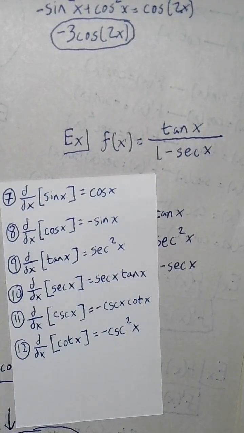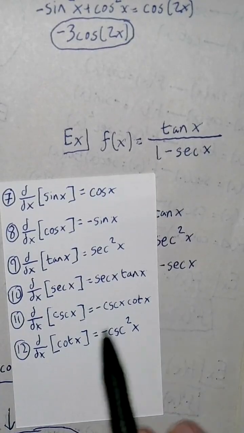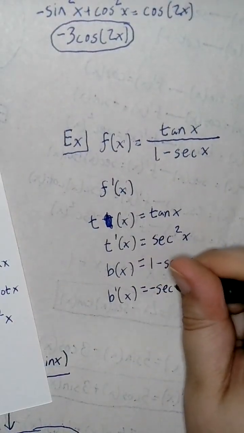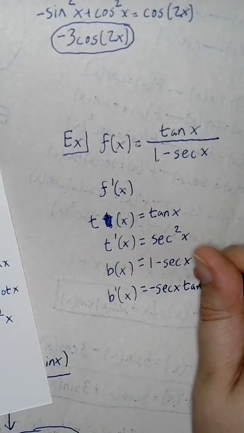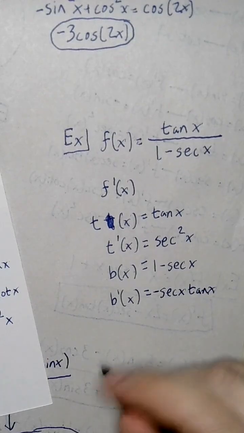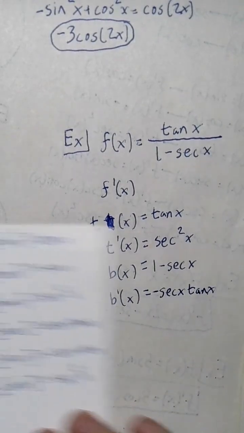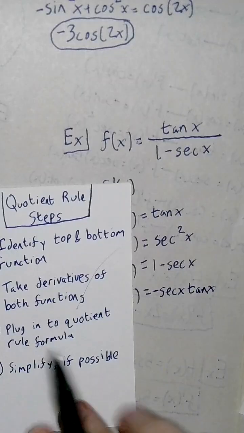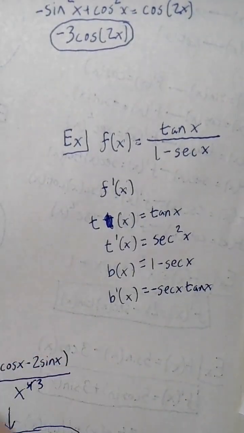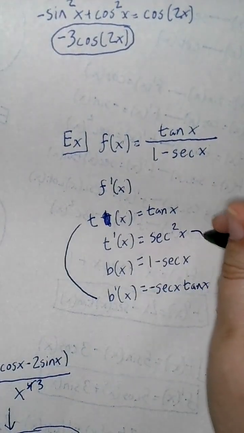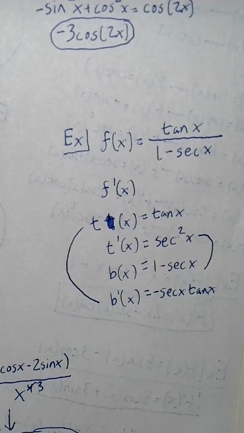That's right, Cecilia. It's secant tan. But since there's a negative, the negative joins along. So this is going to be negative secant x tan x. Right, absolutely. Agreed. So now I have everything I need to do the next step, which is to plug it into the quotient rule formula. So I'm going to link my outer two functions together, and I'm going to link my inner two functions together.